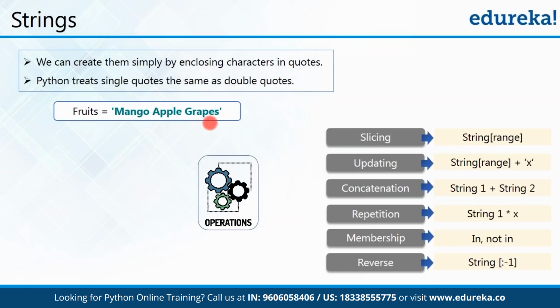Here we have a string in which we have mango, then space, apple, then space, and then grapes. Like lists and tuples, here also you can perform multiple operations: concatenation, repetition, membership, reverse, and all those things. So let me go ahead and execute this practically. I'll open my PyCharm once again.